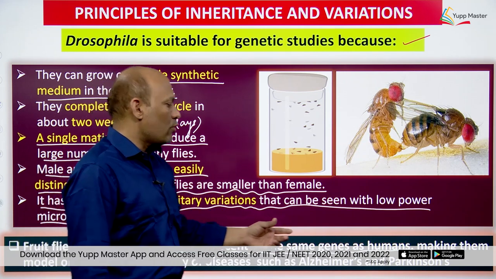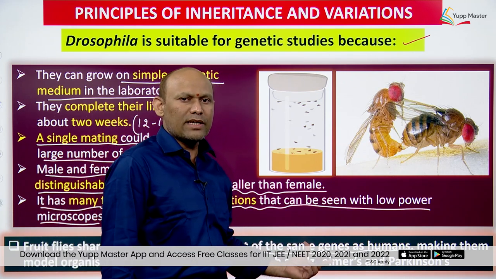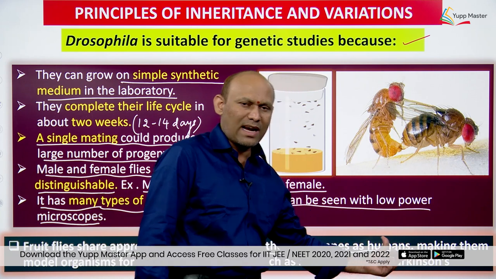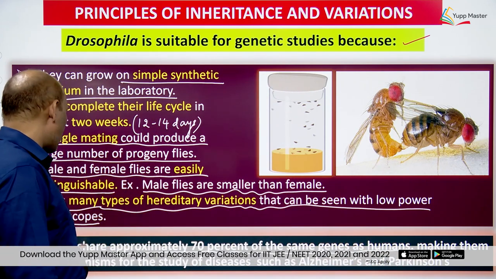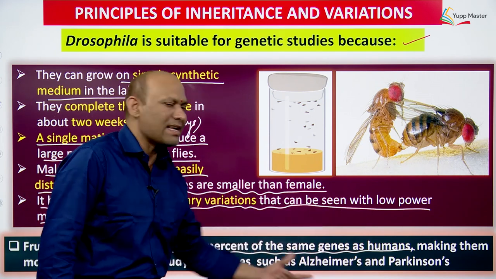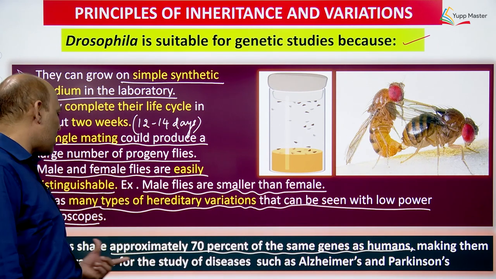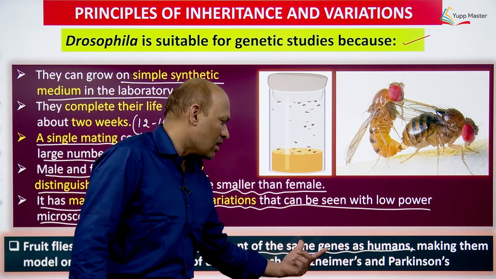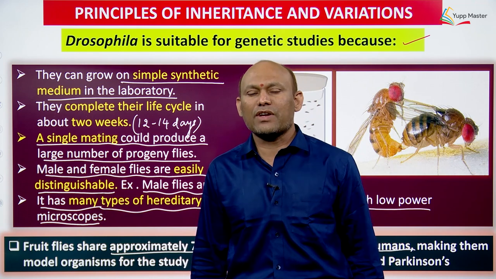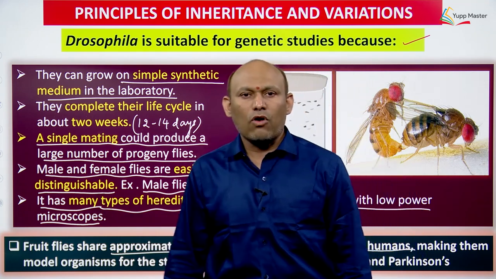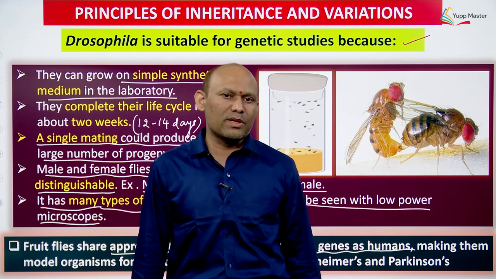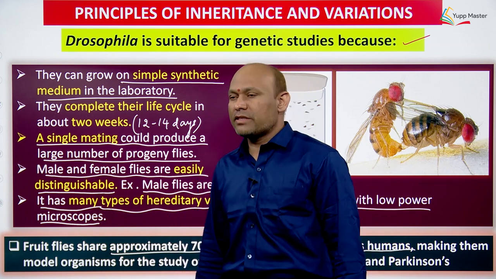Somewhere you may come across Alzheimer's disease. In neural control and coordination, we are going to talk about Alzheimer's disease and Parkinson's disease, dear students. It's a very simple thing. Fruit flies share approximately 70% of the same genes as humans, and because of that, they are model organisms for the study of diseases such as Alzheimer's disease and Parkinson's disease, dear students. With this, we have finished the experimental verification, and why Drosophila was selected for his experiments. What are the reasons behind selecting Drosophila for the experimental verification of the chromosomal theory of inheritance by T.H. Morgan? That also we have seen, dear students.